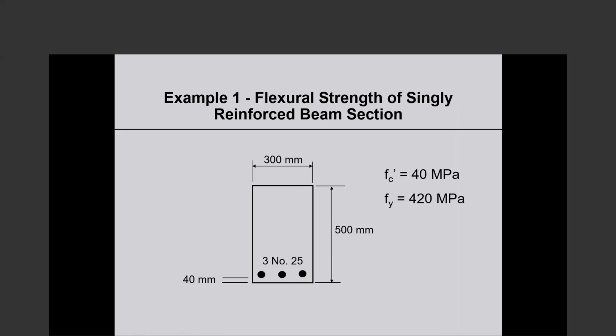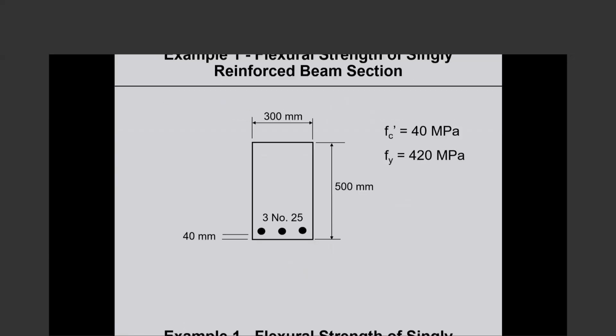So 300 by 500 millimeter section, 3 25 millimeter bars as tension reinforcement. The clear cover is 40 millimeters. That's an inch and a half. F sub c prime is 40 MPa. That's pretty good strength. 40 is almost 6,000. 5,500, something like that. F sub y is the grade 60, as we call it, 420 MPa. Okay, so the section is given, the material strengths are given.